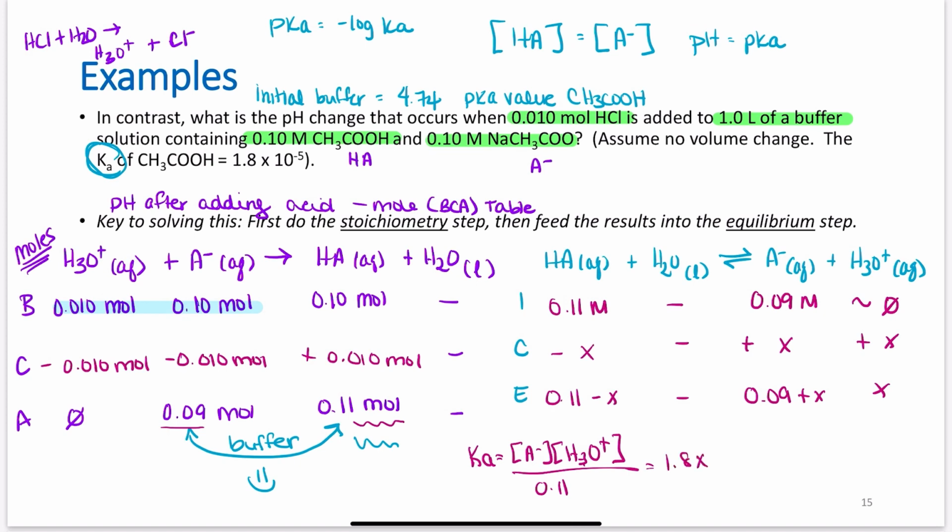Ka is equal to 1.8 times 10 to the minus 5. A minus, I'm going to leave off the x's, so 0.09 times x divided by 0.11. And I don't actually have this calculated out. So 1.8 times 10 to the minus 5 times 0.11 divided by 0.09. I'm going to write up here, x is equal to 2.2 times 10 to the minus 5.